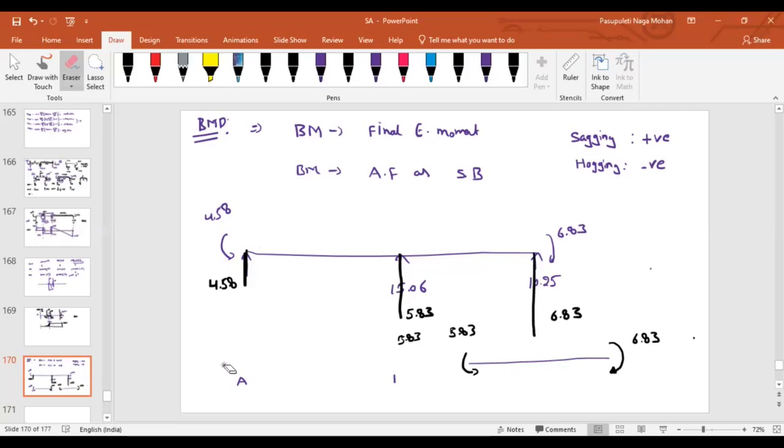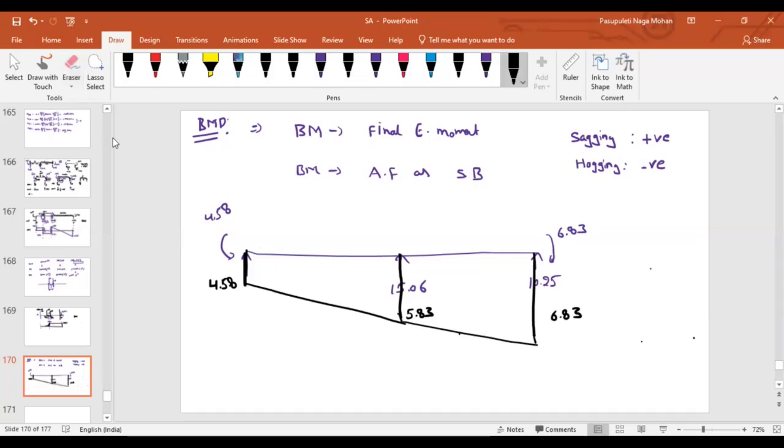Now join these lines by a straight line. So this is the bending moment diagram due to fixed end moments. Right? Here we have not considered any point loads. Now, after that, what should you do?